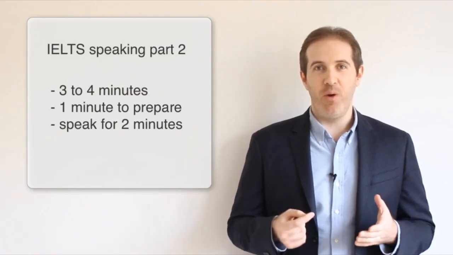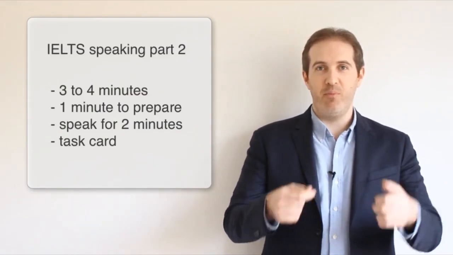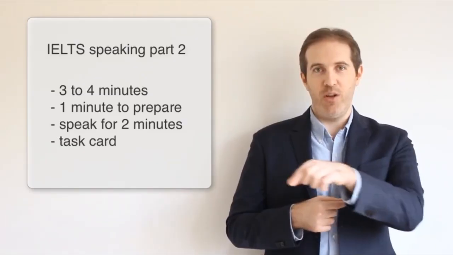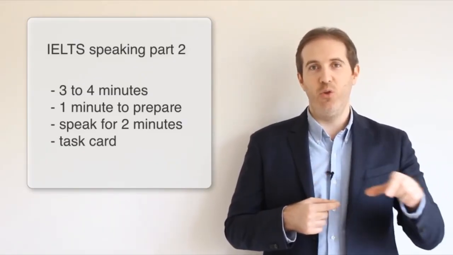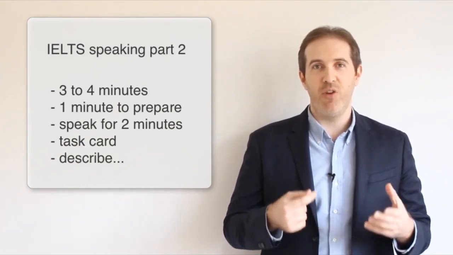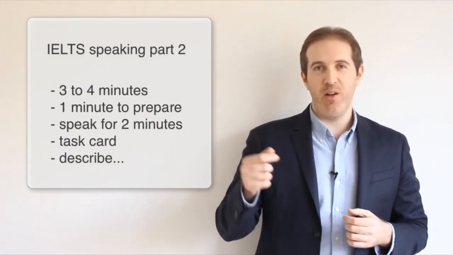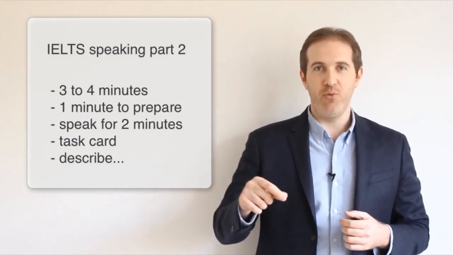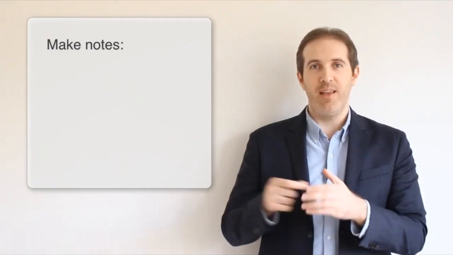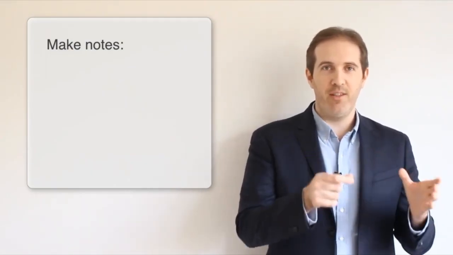What happens then? Well, the examiner starts by giving you a task card, a piece of paper or card with a question written on it, a question task. And that task always begins with the word describe. So you're going to have to describe something. Then the examiner also gives you a pencil and a piece of paper for making notes. So you have your task card and you can make some notes. And the examiner will tell you you have 1 minute to make notes on the task.